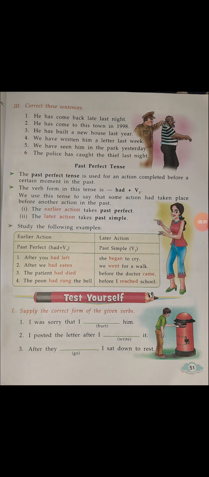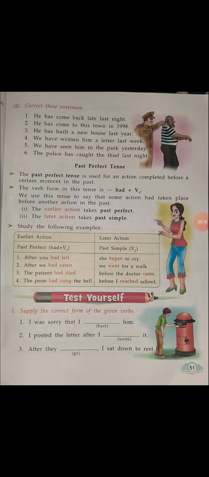H-A-D, had. Like in present perfect tense, we used has for singular and have for plural, and I and you. Now, whenever you are writing a sentence in past perfect tense, you have to use had plus main verb. We use this tense to say that some action had taken place before another action in the past. Now, the earlier action takes past perfect. The later action takes past simple. Study the following example. After you had left, she began to cry.